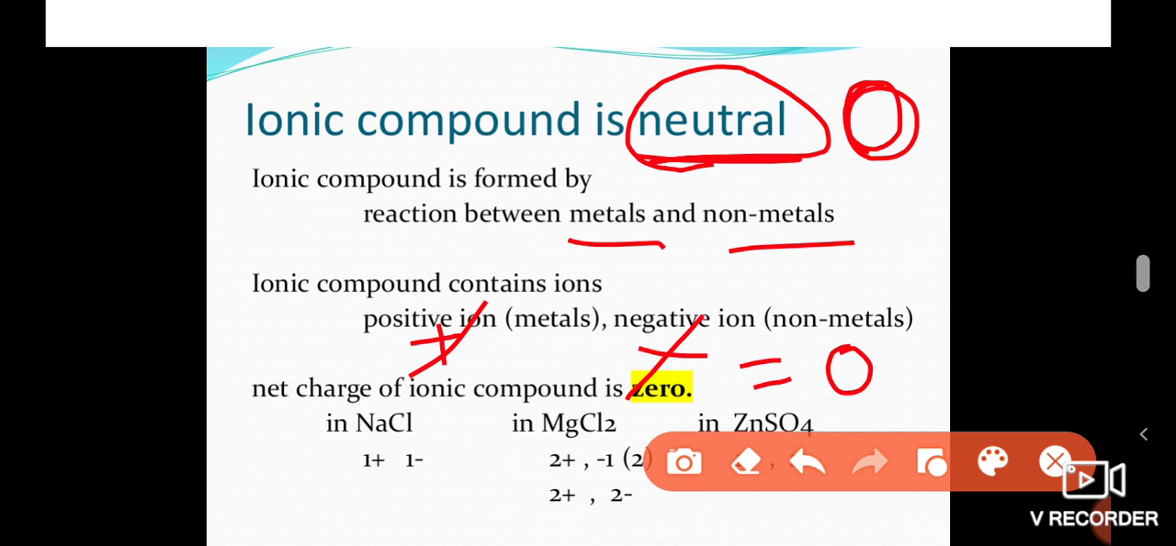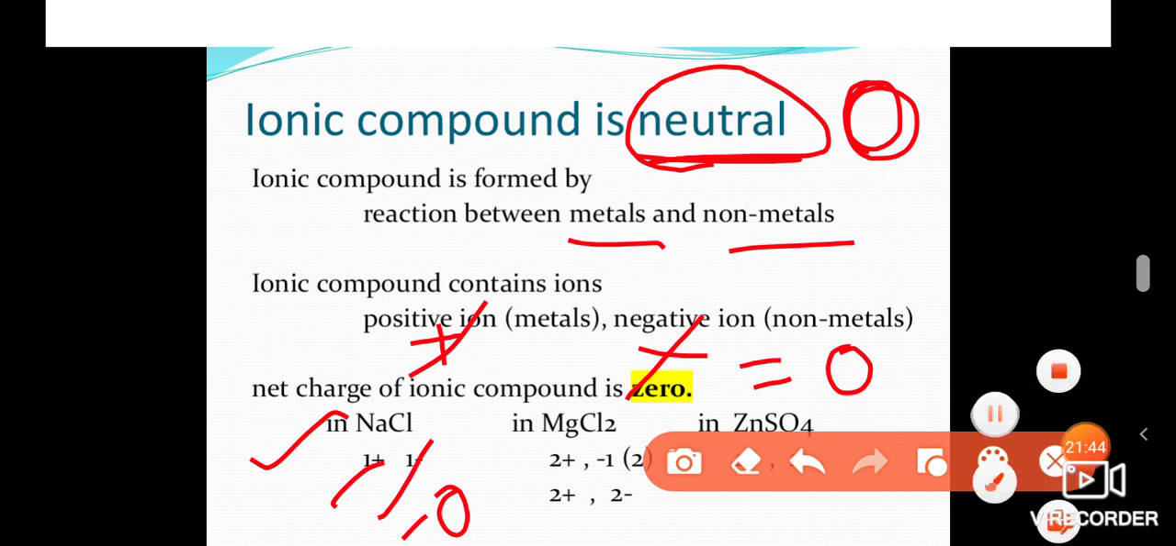For example, in the first case, NaCl. Look at the example NaCl. We know the charge of sodium is +1. The charge of chlorine is -1. Now the net charge is what? +1 and -1 cancel each other. Now the net charge is 0. Like that, see the second example, MgCl2. Magnesium. What is the charge of magnesium?